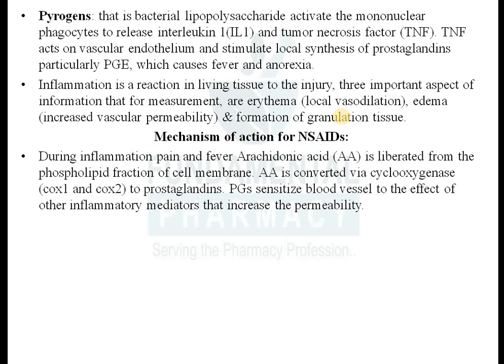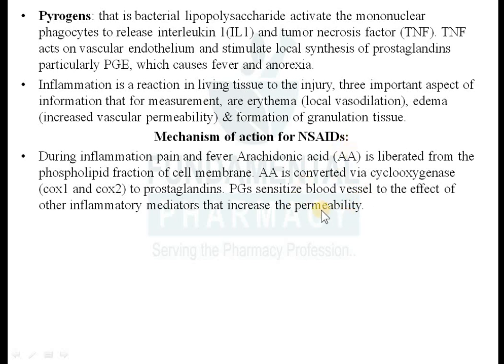So phospholipase C will come there. It will break down the phospholipids from the cell membrane and release the 20 carbon atom arachidonic acid. That is unsaturated. Okay, we have seen arachidonic acid in biochemistry. It is an unsaturated fatty acid, a 20 carbon atom fatty acid that will be released.